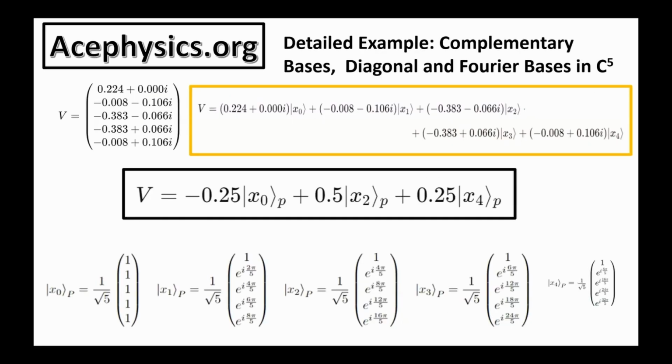Here's an example demonstrating the two bases of C5. This vector v is some random vector that I chose. It has 5 complex numbers, and this v can be written in the diagonal basis, which is trivial. The v can also be written in the Fourier basis, and that's equal to negative 0.25 times this vector, plus 0 times this vector, plus 0.5 times this vector, plus 0 times this vector, plus 0.25 times this vector.